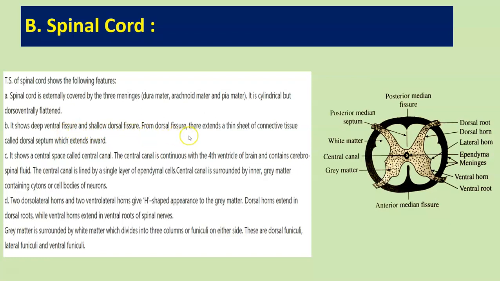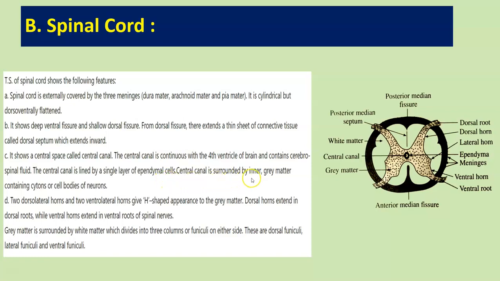From the dorsal fissures, there extends a thin sheet of connective tissue called the dorsal septum, which extends inwards. Can you see here in this image? You can see these parts. It shows a central space called the central canal. This region here is your central canal. The central canal is continuous with the fourth ventricle of the brain and contains cerebrospinal fluid. The central canal is lined by a single layer of epidermal cells.